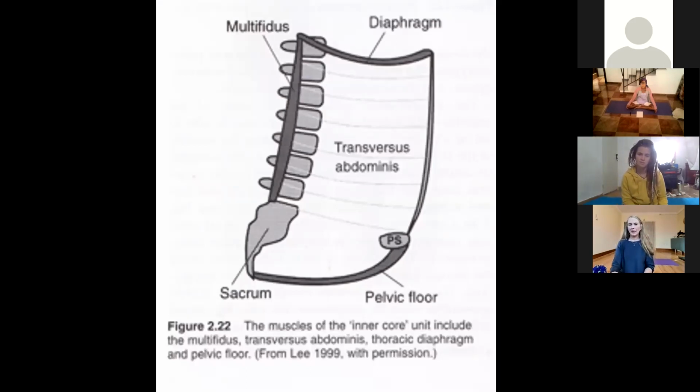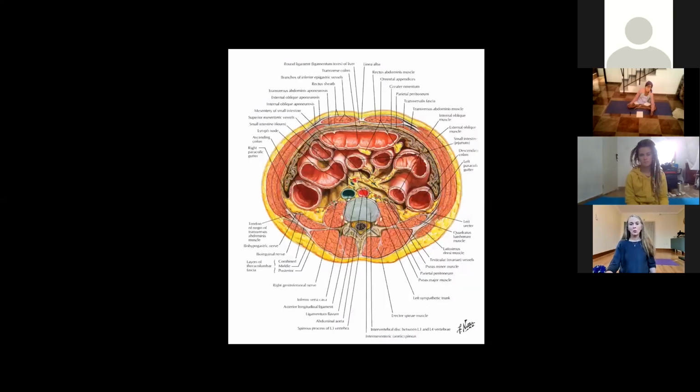And I'll be talking a little bit today about the container that gets created between your thoracic diaphragm, your pelvic floor, your spine, and a muscle which is called your inner corset, or your TA, your transversus abdominis, which wraps around everything. And I've got one more picture here.